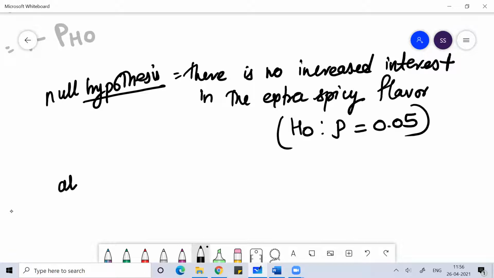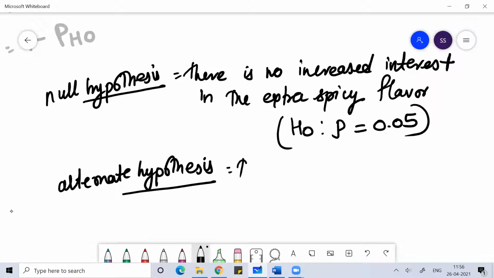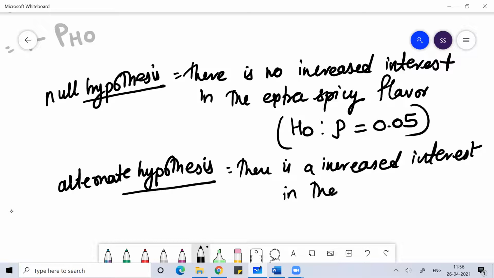And in the alternative hypothesis, you will write that there's an increased interest.